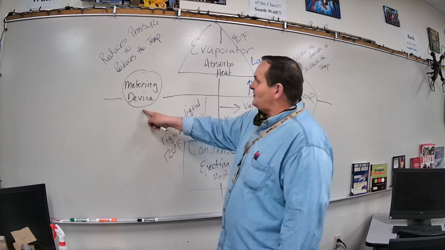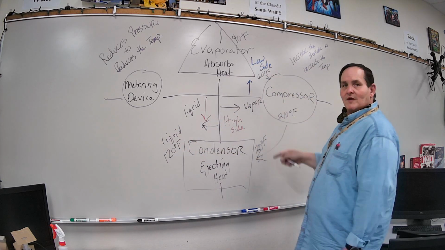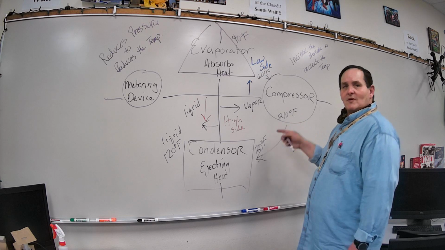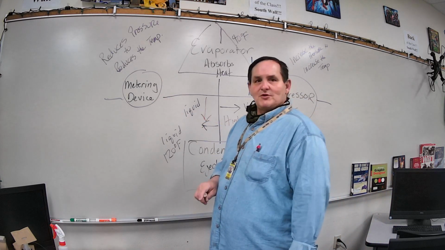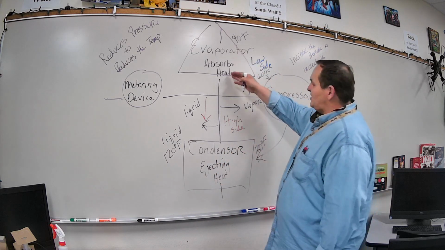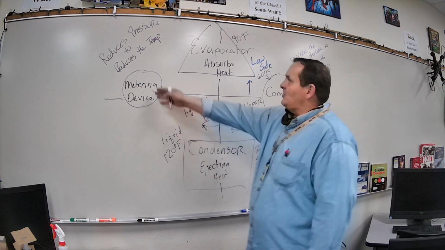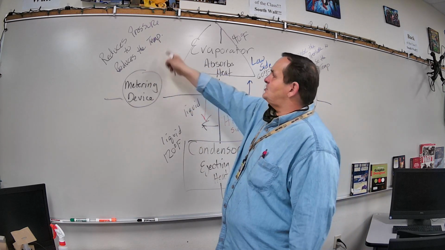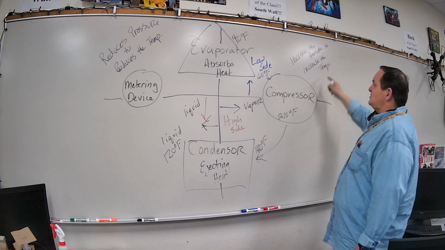So we have to have nothing but liquid going into the metering device, and nothing but vapor going into the compressor. Liquid will damage the compressor. Vapor will damage the metering device. See how they're opposite one another. The evaporator absorbs heat, the condenser ejects heat. The metering device reduces pressure to reduce the temperature. The compressor increases the pressure to increase the temperature.